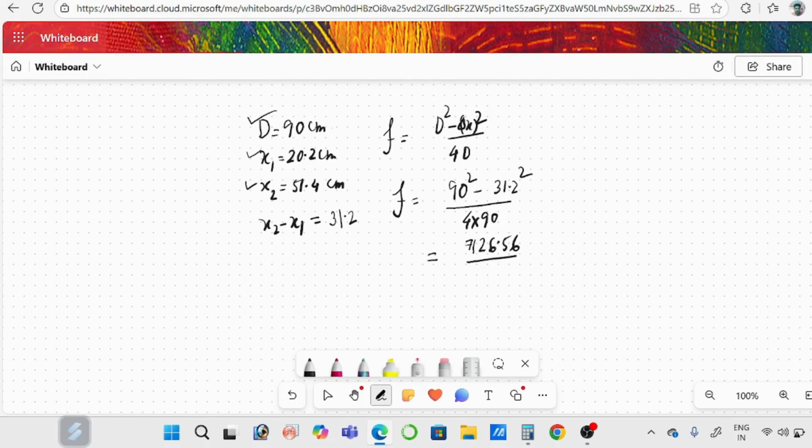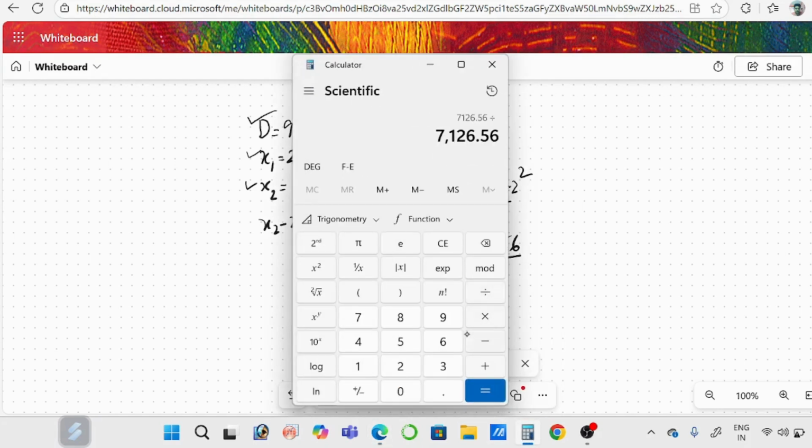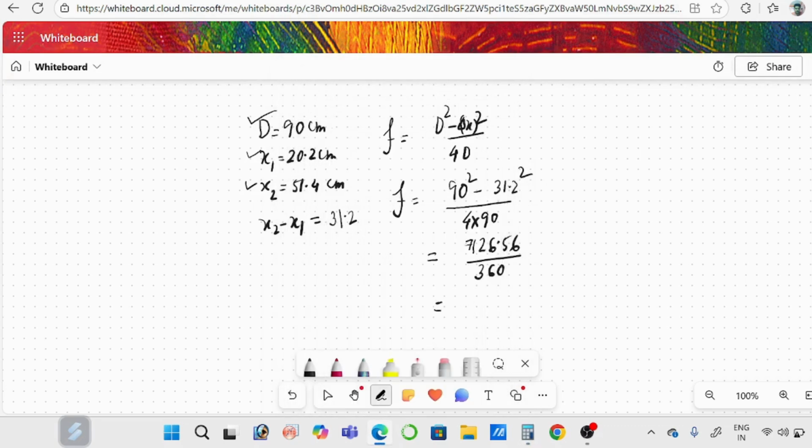7126.56 divided by 4 into 90, that is 360. Again, divided by 360. Now it is 19.7. So the focal length of the lens is 19.7, nearly equal to 20 centimeter, which is supplied by the company.